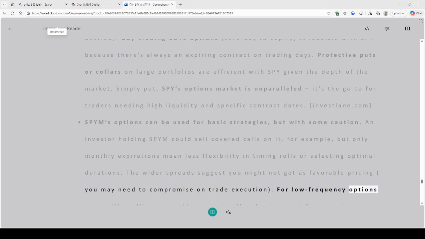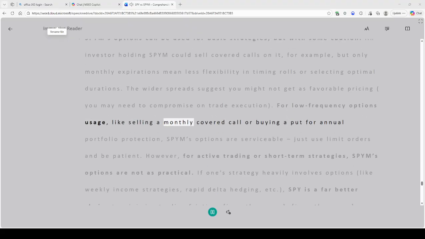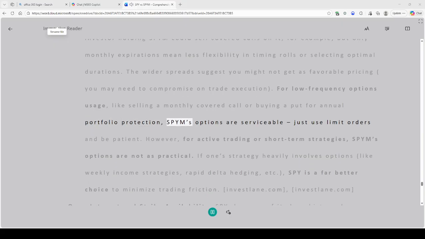For low-frequency options usage, like selling a monthly covered call or buying a put for annual portfolio protection, SPYM's options are serviceable, just use limit orders and be patient. However, for active trading or short-term strategies, SPYM's options are not as practical. If one strategy heavily involves options, like weekly income strategies, rapid delta hedging, etc., SPY is a far better choice to minimize trading friction.